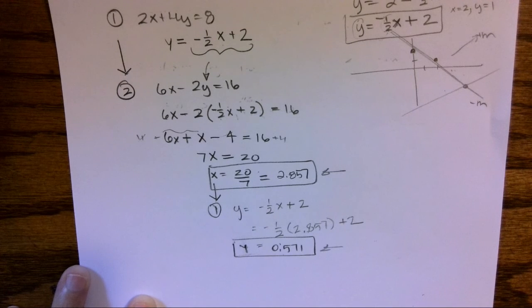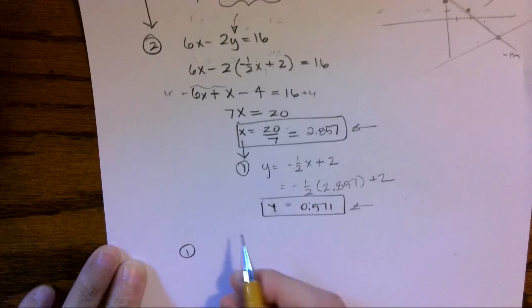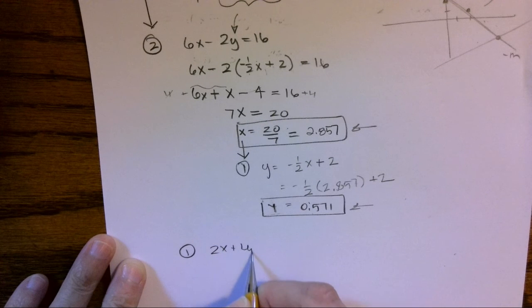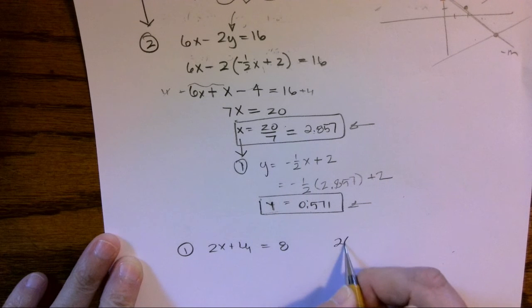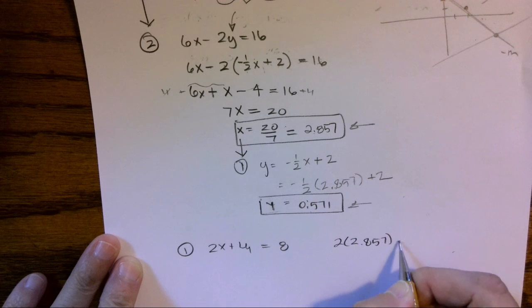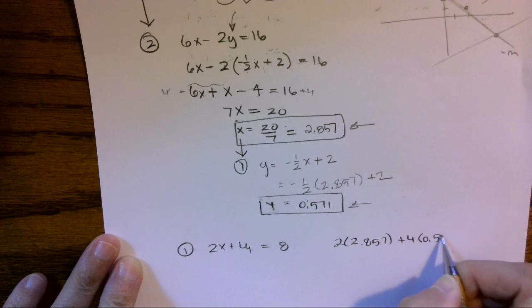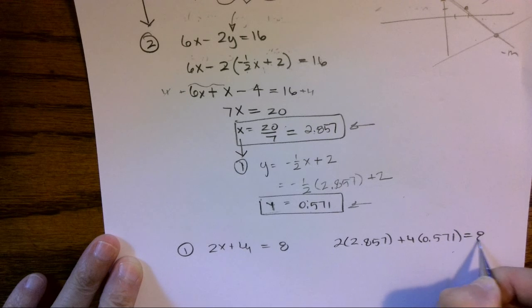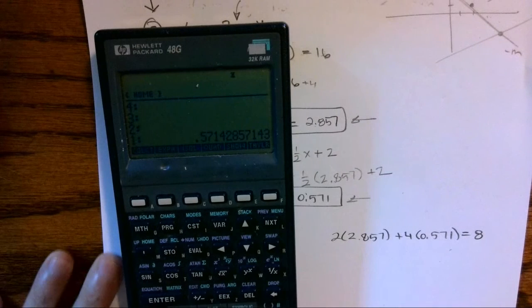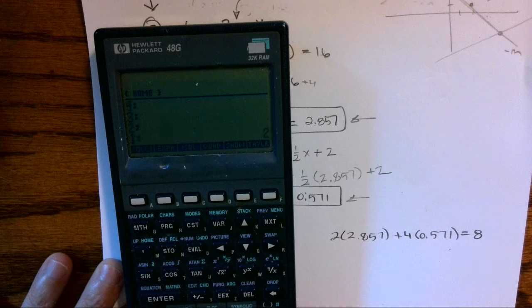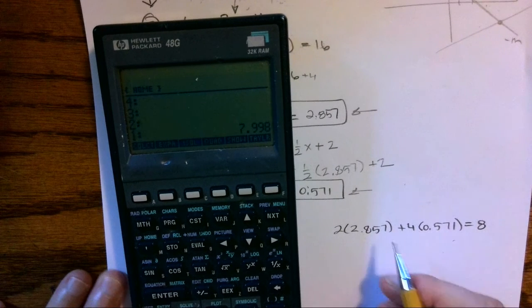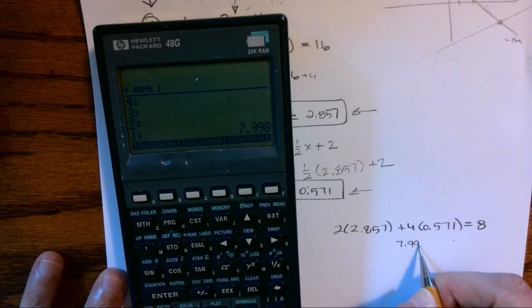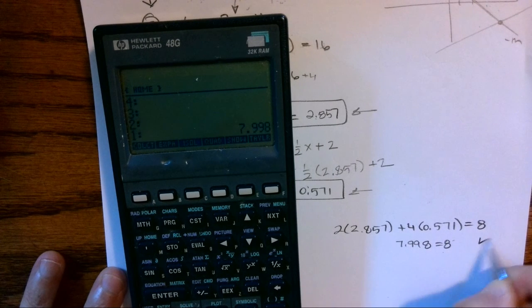I can go back to equation 1 where I have 2x plus 4y equals 8, and I can sub these in. 2 times 2.857 plus 4 times 0.571, and that should equal 8. On the calculator, I get 7.998 equals 8. That is close enough, okay?